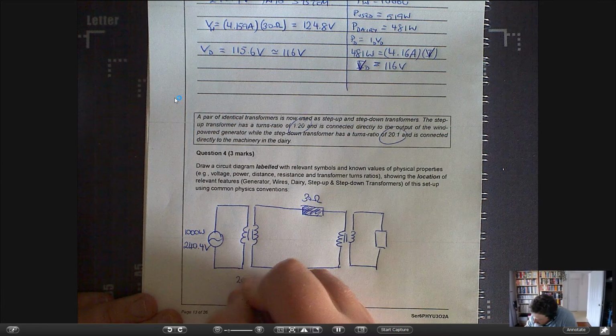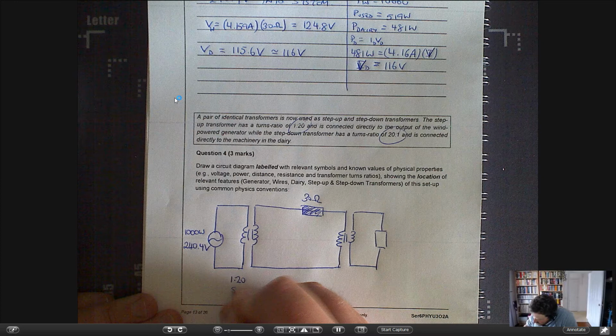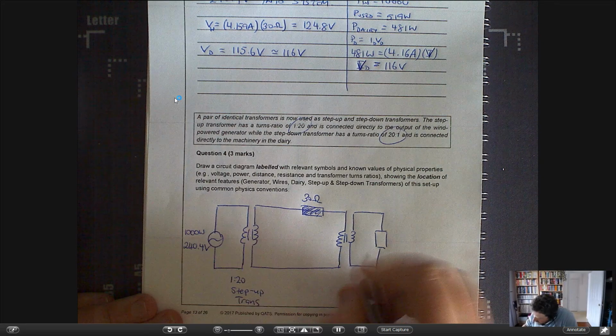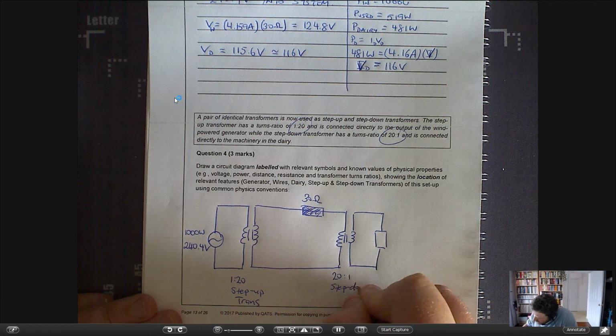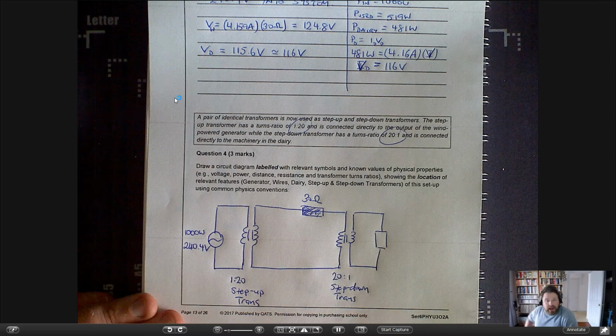We should probably put the ratios on here. So this is a 1 to 20 step-up transformer, and this is a 20 to 1 step-down transformer. And I think that's about all the information we have. Okay, all right, on to the next one.